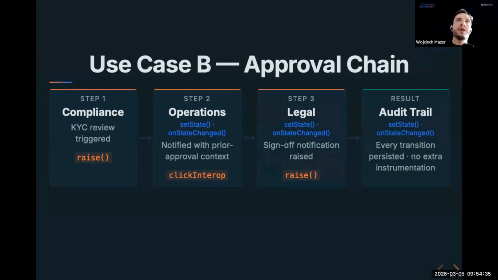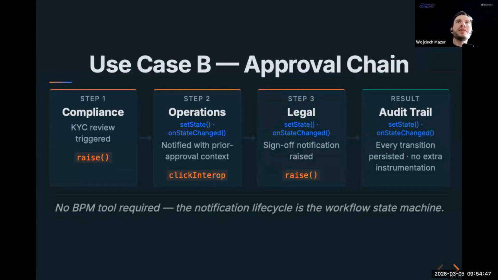And it all leaves behind the audit trail, so every one of those state transitions is persisted automatically, and the audit trail is really the byproduct of the lifecycle. So you don't need a separate workflow system. The notification service in this case is the state machine and carries the decision process. So same infrastructure as use case A, but a completely different problem.